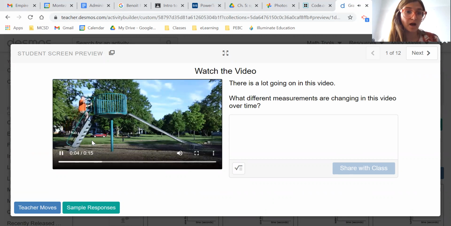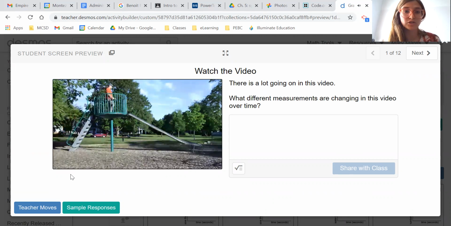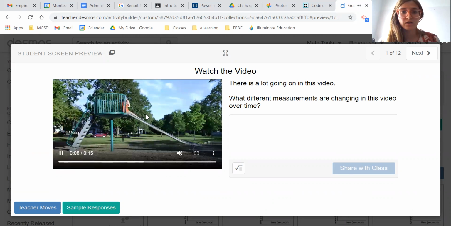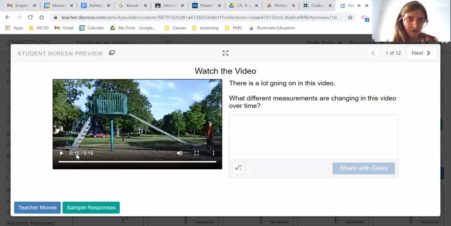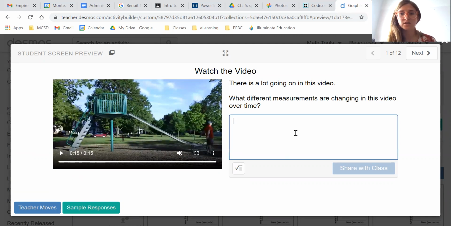So he's going up, so his distance from the ground is changing. So at first he was going away from the ground, then he paused. Now he's going back closer to the ground. And as well, the time was moving, right? We went 15 seconds. So distance from the ground is changing and time is changing.